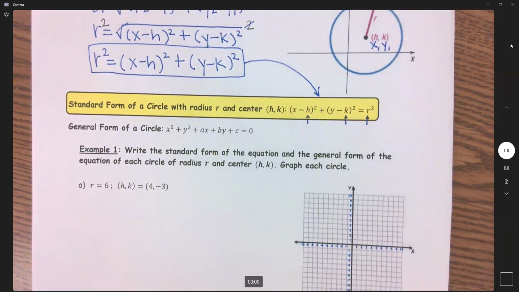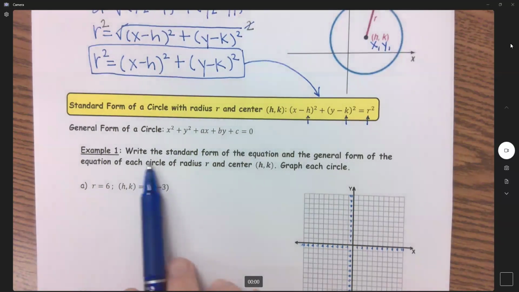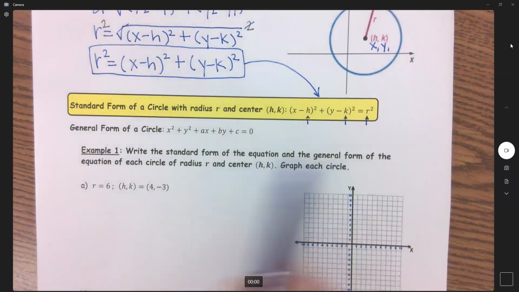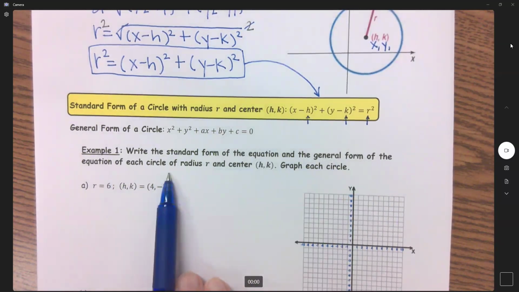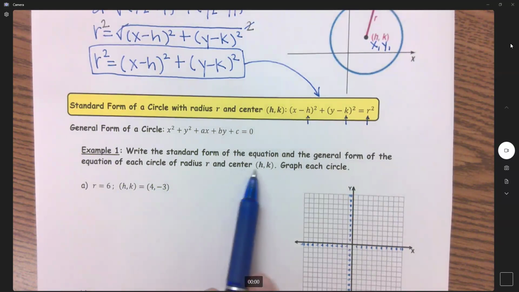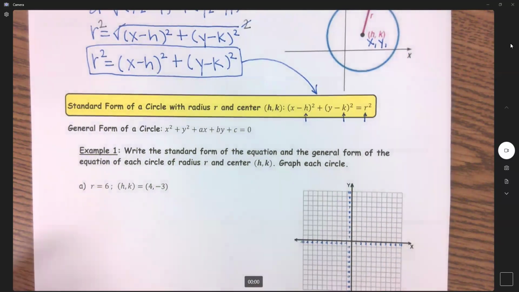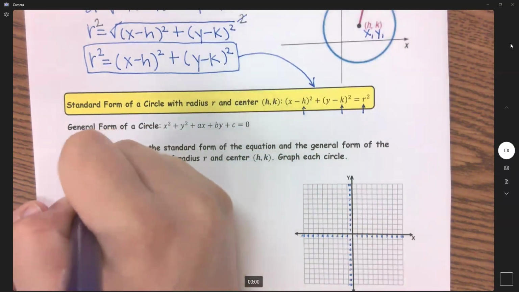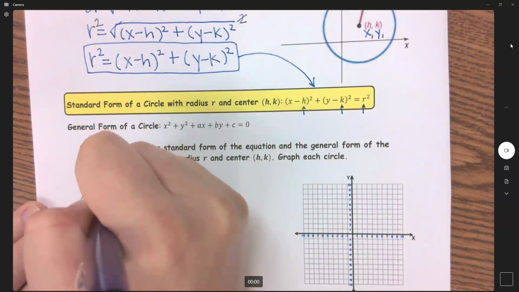Example 1 says write the standard form of the equation and the general form of the equation of each circle with a radius r and a center (h, k), and then we're going to graph it. I can't read today, I'm so sorry. So for standard form, this is just straight substitution.